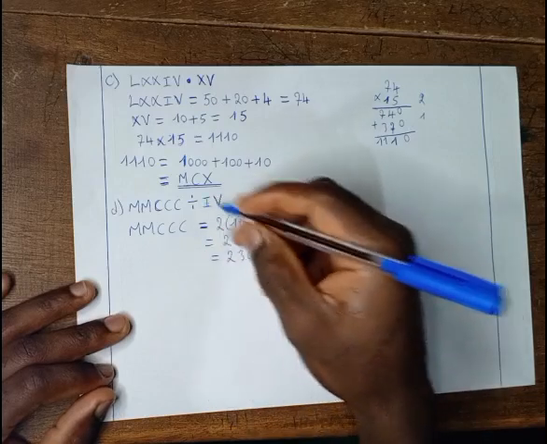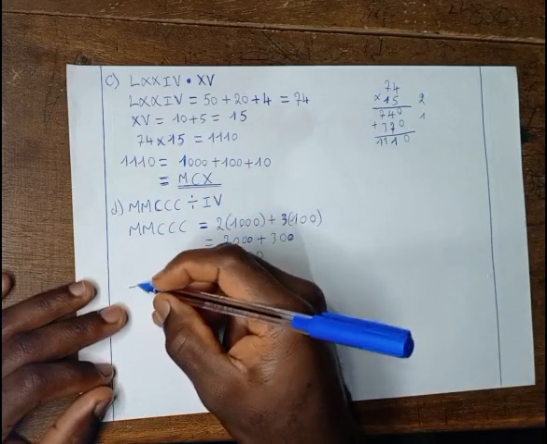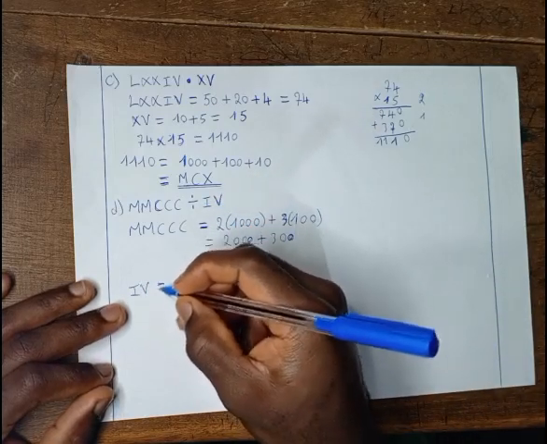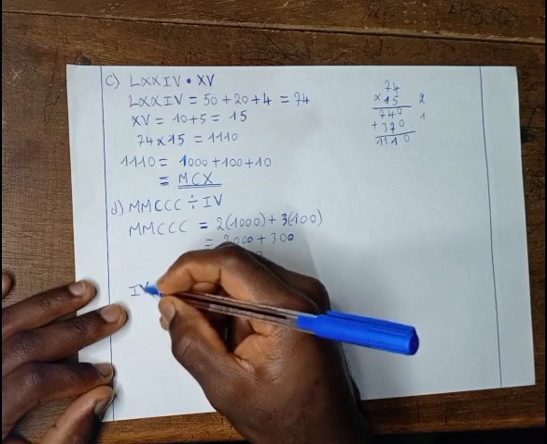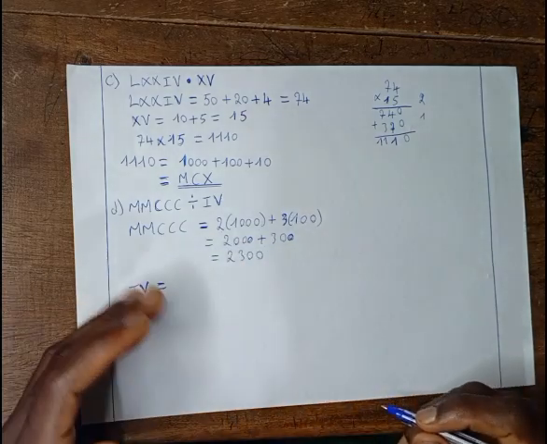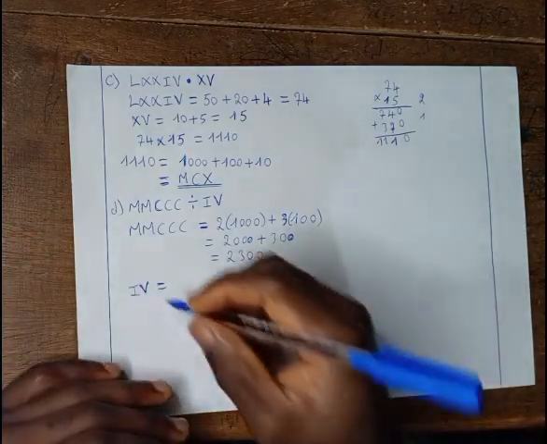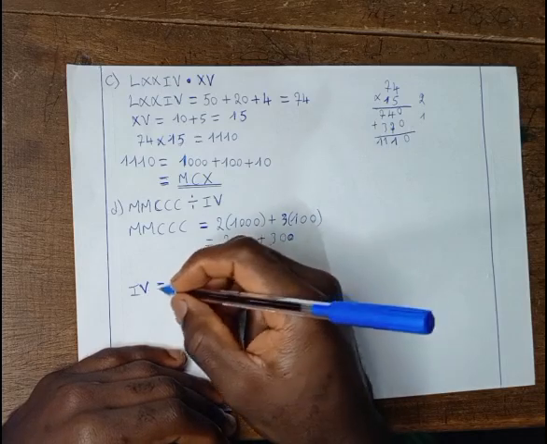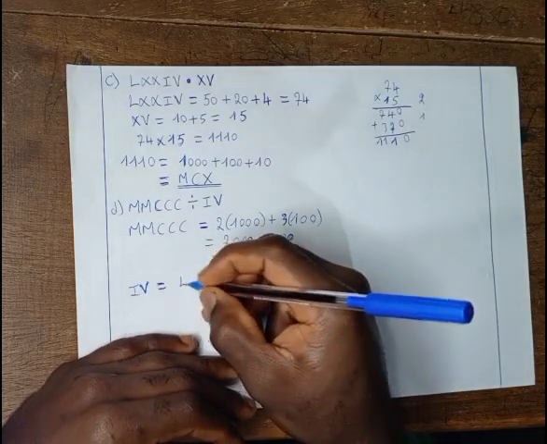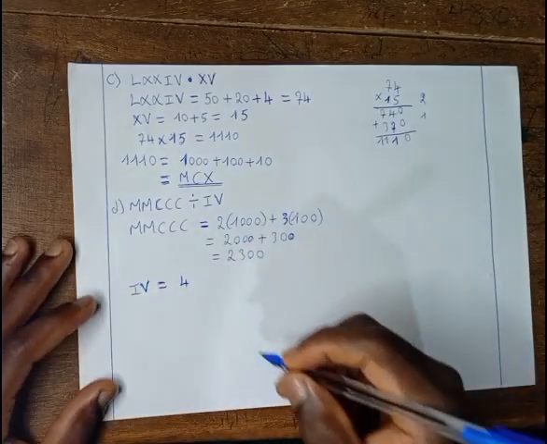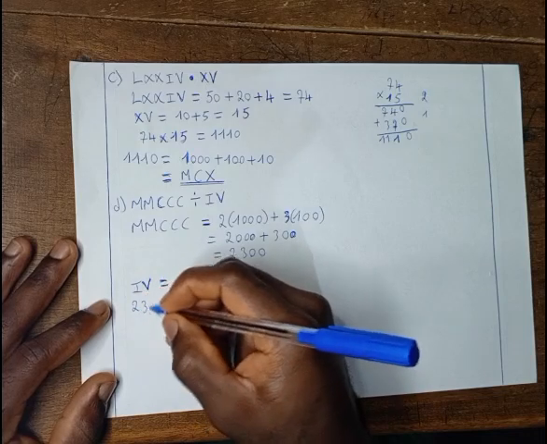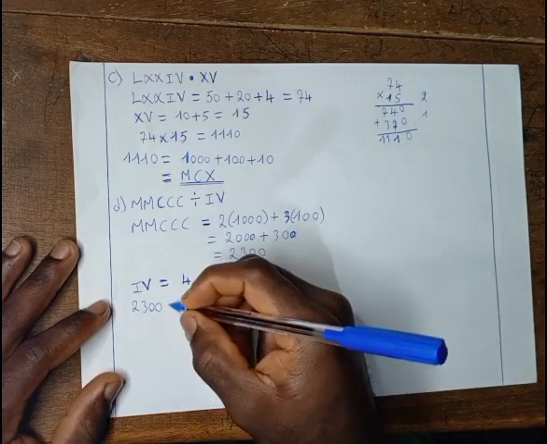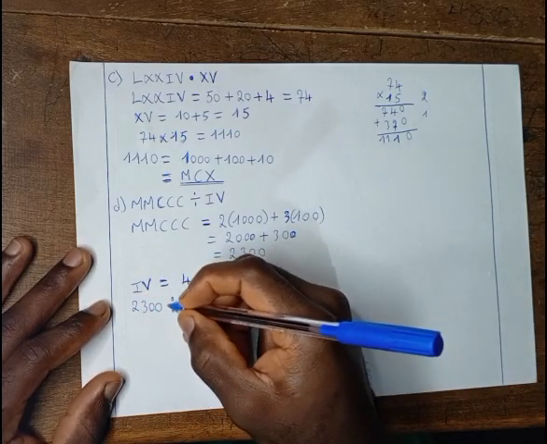Next, if we go now to the second number, we have IV. Here we have the symbol of a smaller number before the symbol of a bigger number. So we have to subtract 1 from 5, which gives us 4. That means we have to divide the number 2300 by 4.